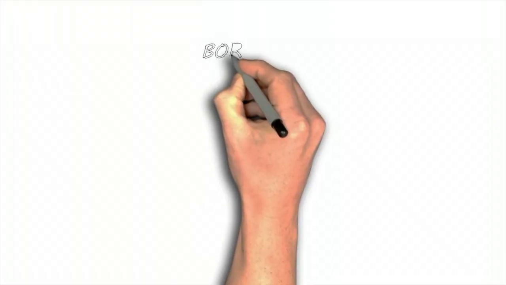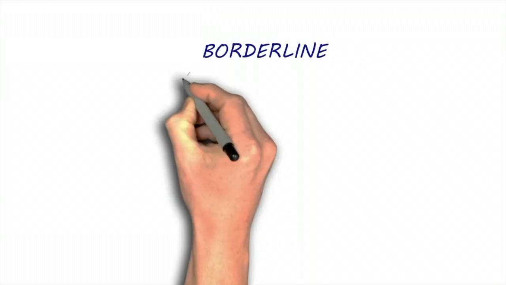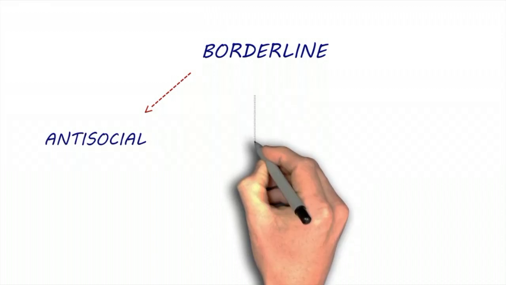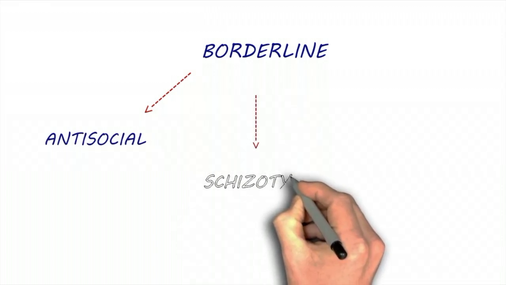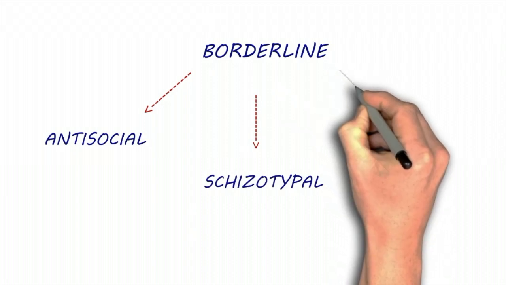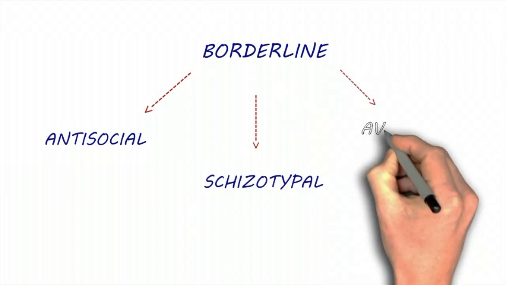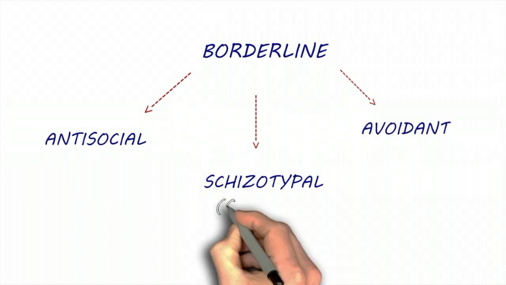Now, there's considerable overlap between personality disorders. For example, individuals with borderline personality disorders might also meet the diagnostic criteria for antisocial personality disorder, as well as schizotypal personality disorders and avoidant personality disorders, which are a part of clusters A and C respectively.